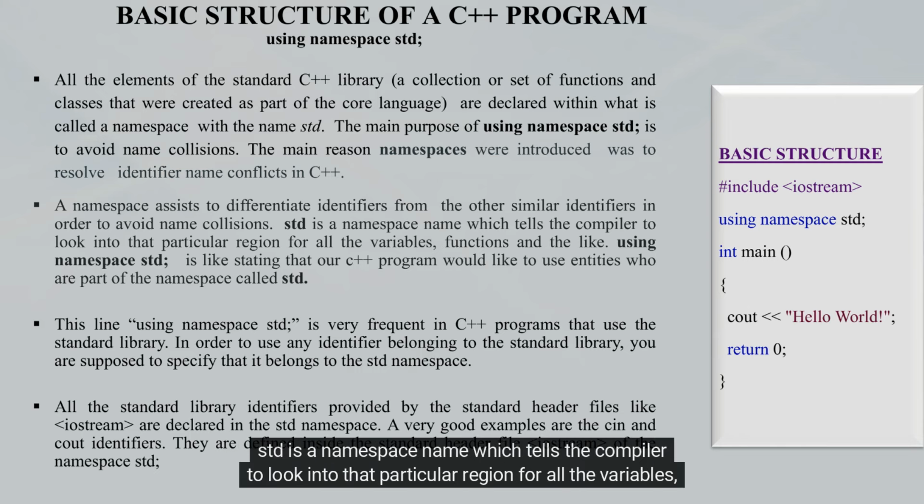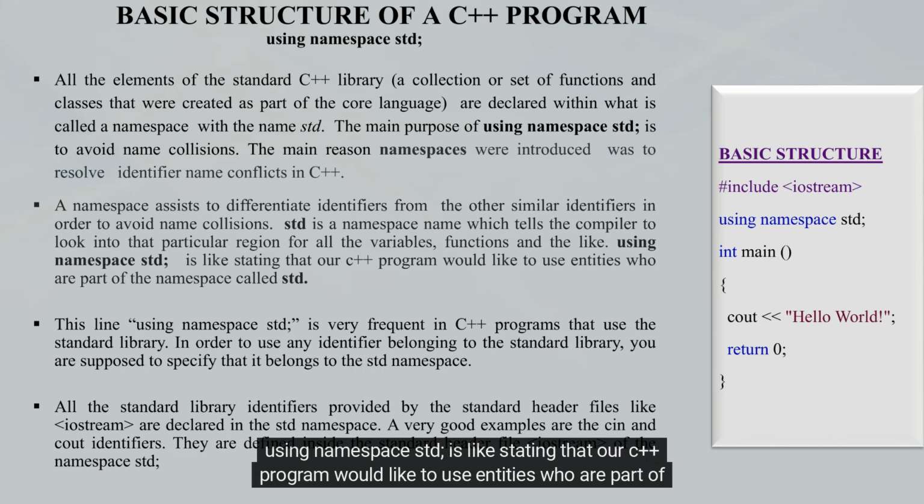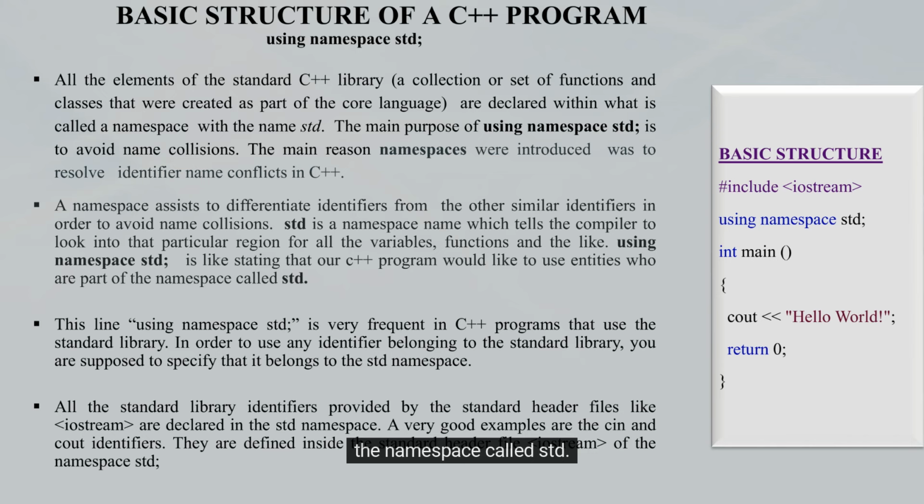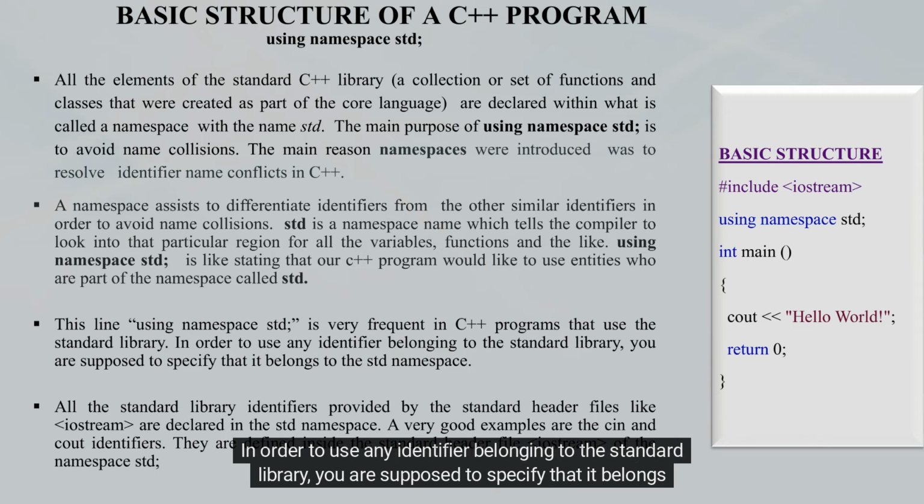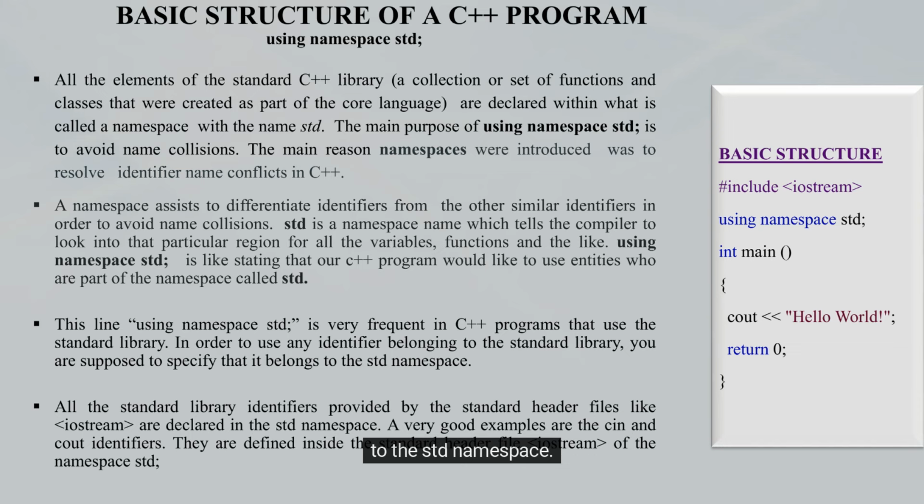std is a namespace name which tells the compiler to look into that particular region for all the variables, functions, and the like. Using namespace std is like stating that our C++ program would like to use entities that are part of the namespace called std. The line using namespace std is very frequent in most C++ programs that use the standard library. In order to use any identifier belonging to the standard library, you are supposed to specify that it belongs to the std namespace.